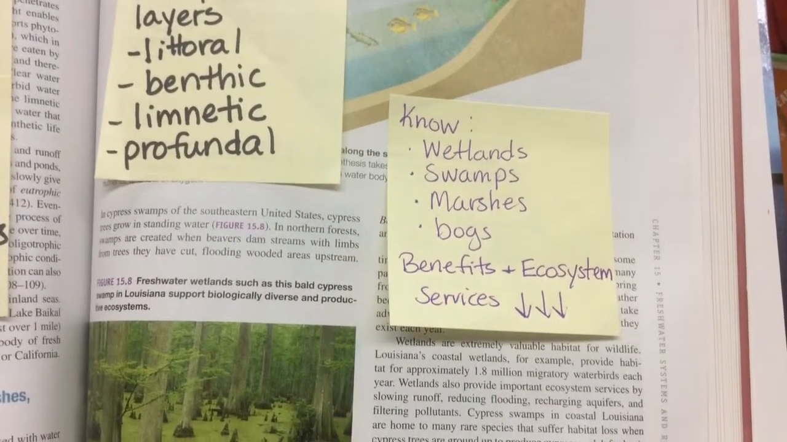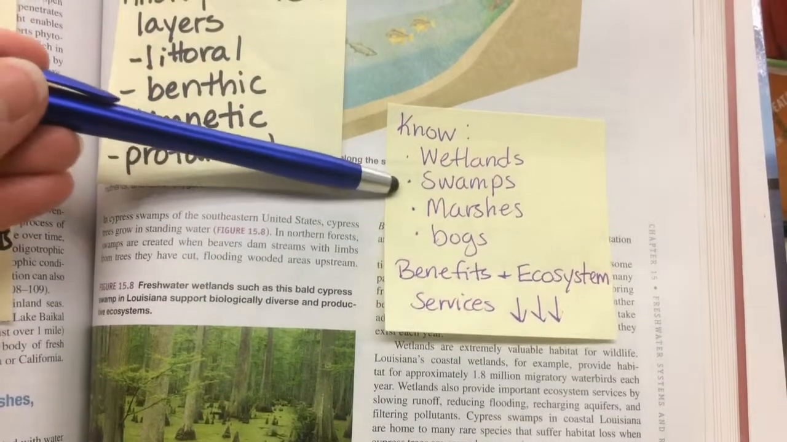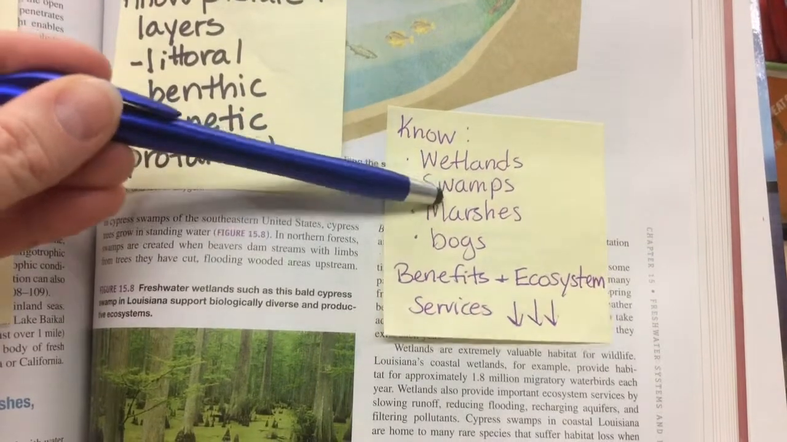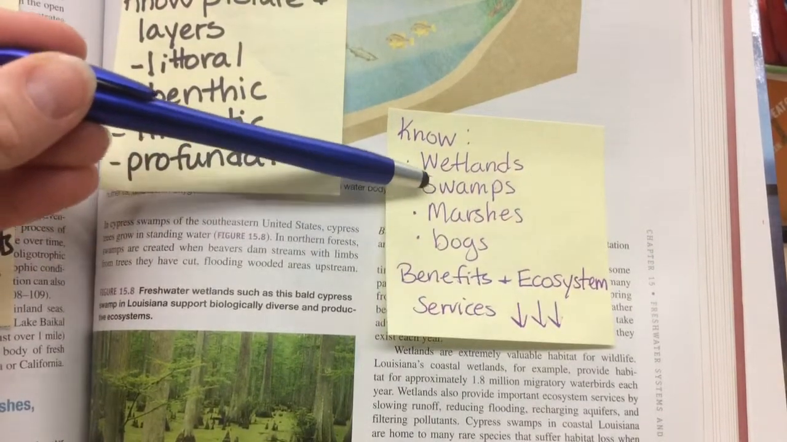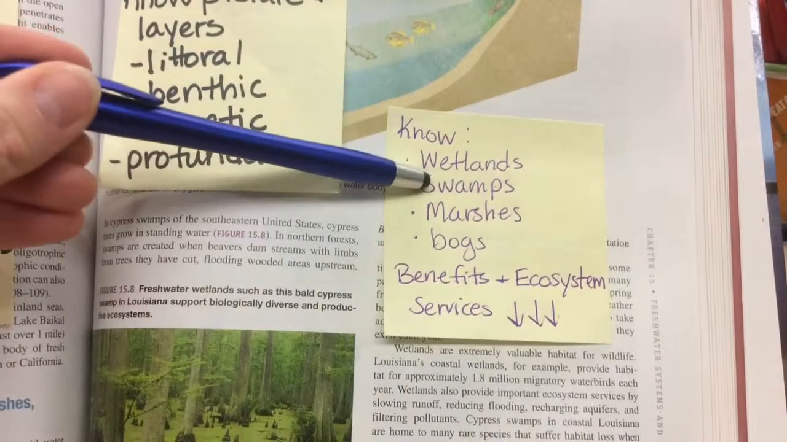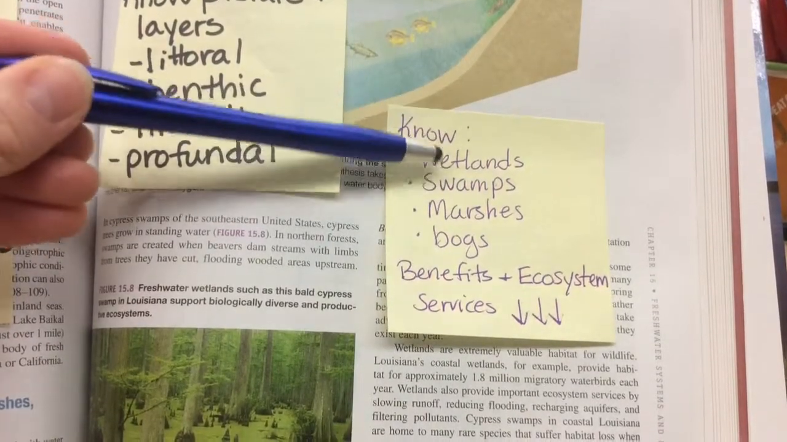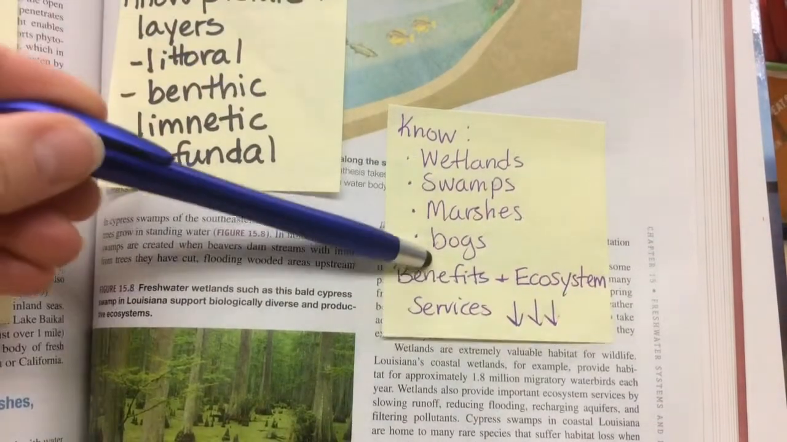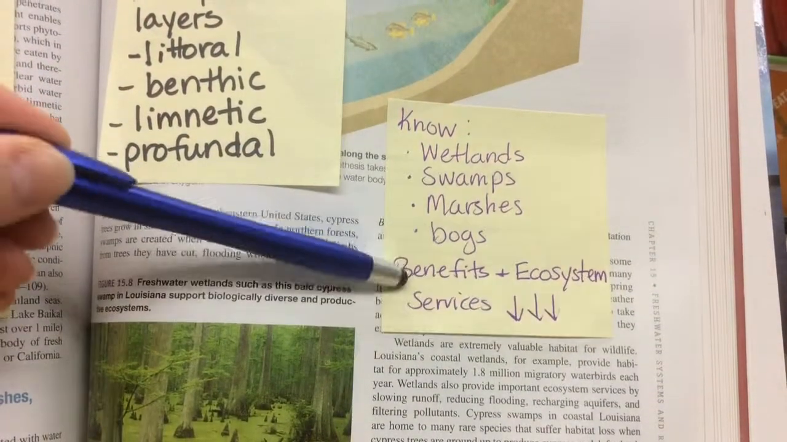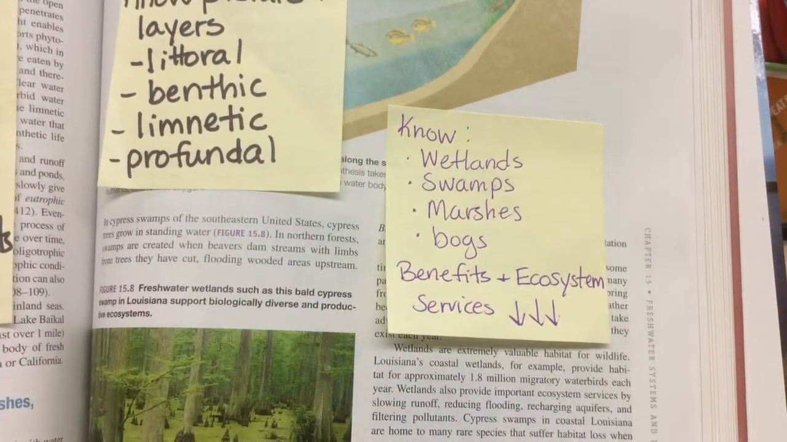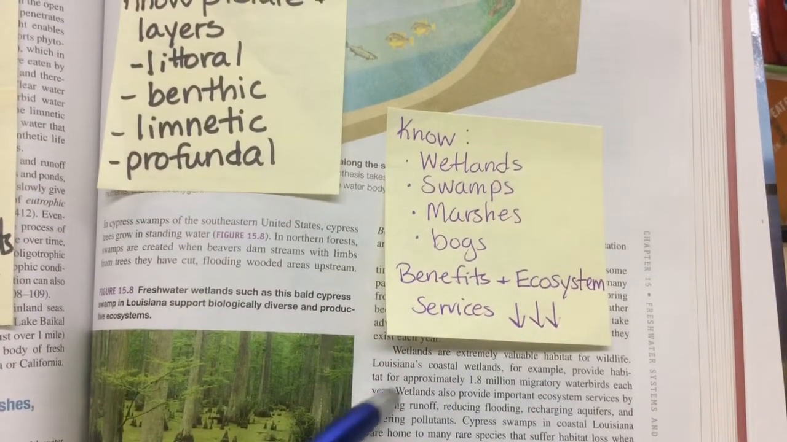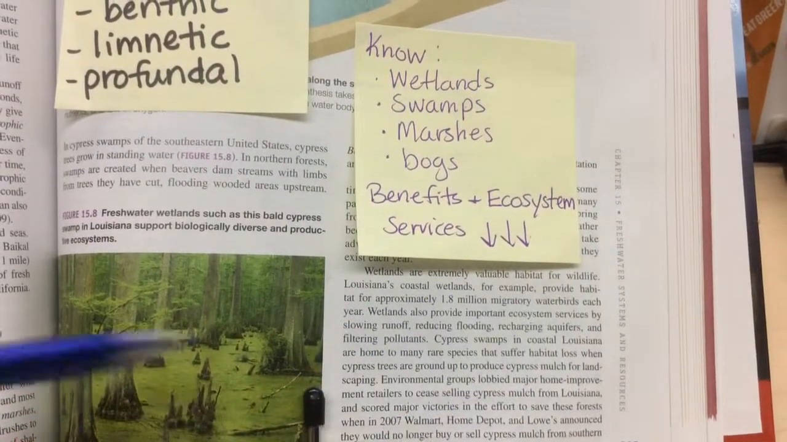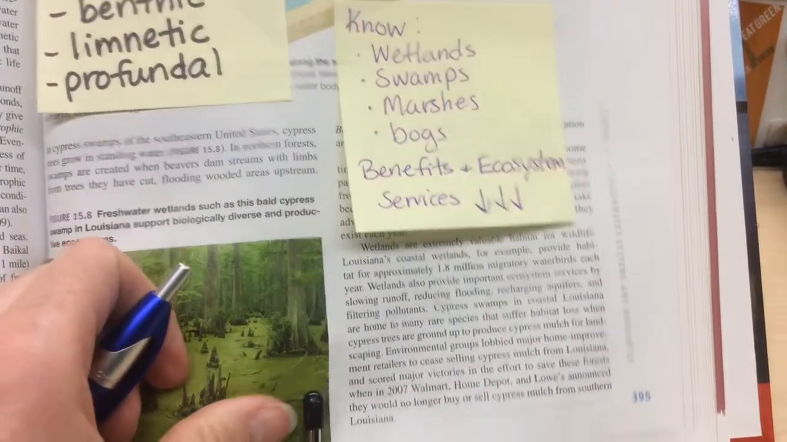On this page, know what a wetland definition is: a swamp, a marsh, and a bog. These are kind of all synonyms for wetlands, but with some variation. So a wetland with these characteristics is a swamp, and then different characteristics is a marsh, and different characteristics is a bog. So wetlands have huge benefits and ecosystem services. Make sure you read and memorize this paragraph here for why in the world wetlands are super important.